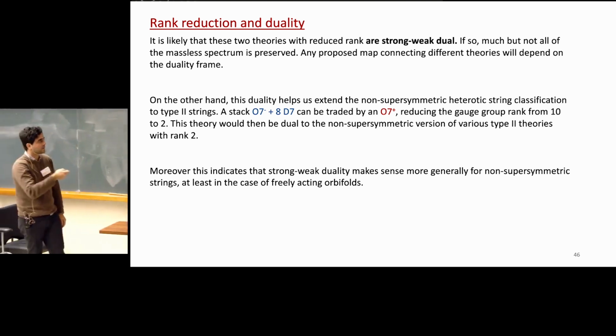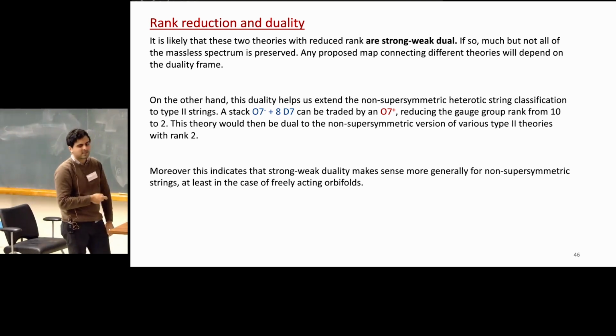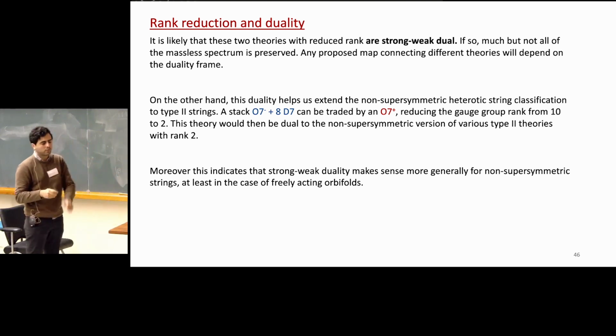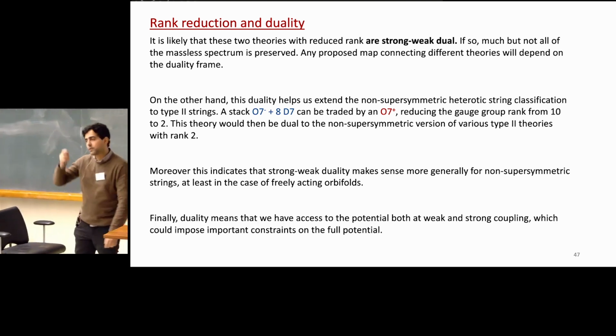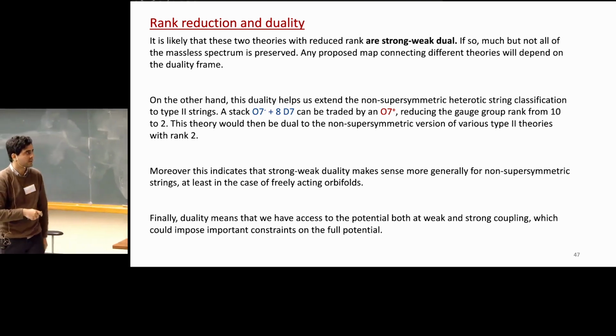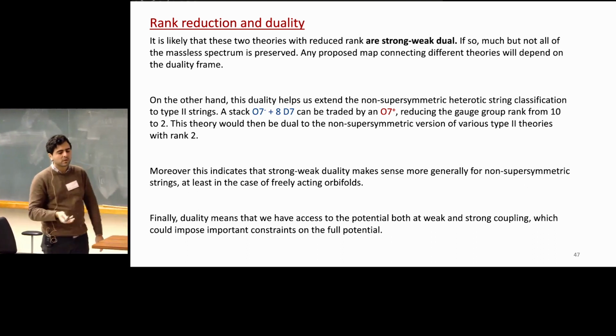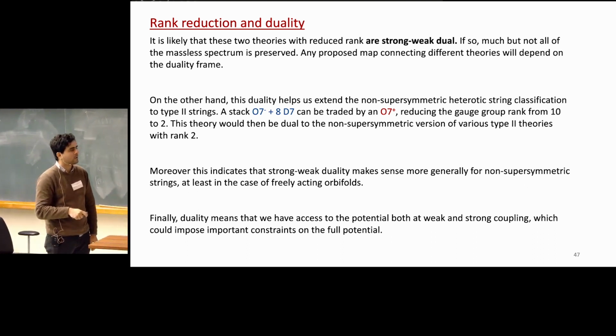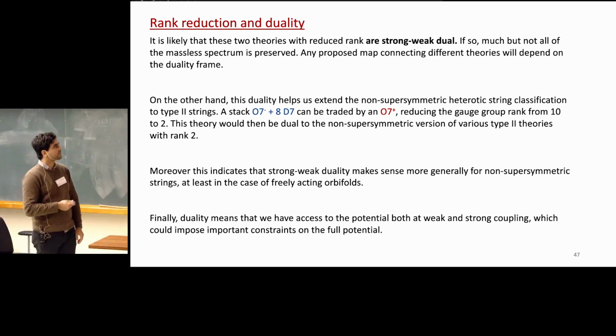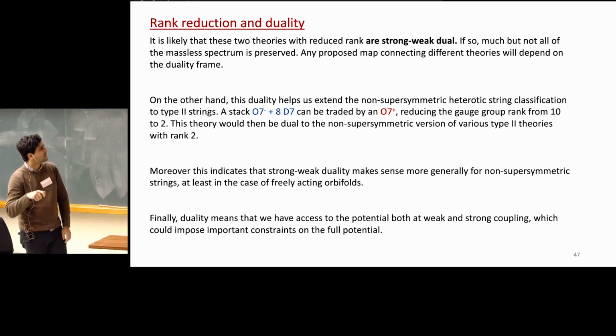And even more so, I think this gives evidence to the fact that strong-weak duality makes sense in non-supersymmetric strings. So perhaps the ones that were proposed are actually good, at least, in this case, for freely acting orbifolds. So you could have a more complicated story. And another point that might be more interesting phenomenologically is that you have access to the potential at two asymptotic regions of the moduli space of this series. So maybe you can say something meaningful about the potential in the full moduli space. So it's a bit more conjectural, so I'll just leave these things here.